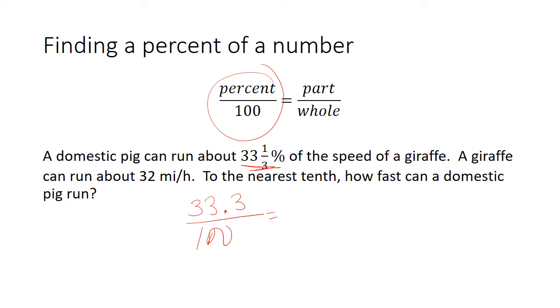So the domestic pig can run a third of the speed of a giraffe. That "of the giraffe" tells me the giraffe is going to be the whole. So I'm going to put my 32 down here and the domestic pig up on top, because the domestic pig is the slower of the two, so it's going to be the smaller of the two. So I cross multiply, that gives me 100x is equal to 33.3 times 32.